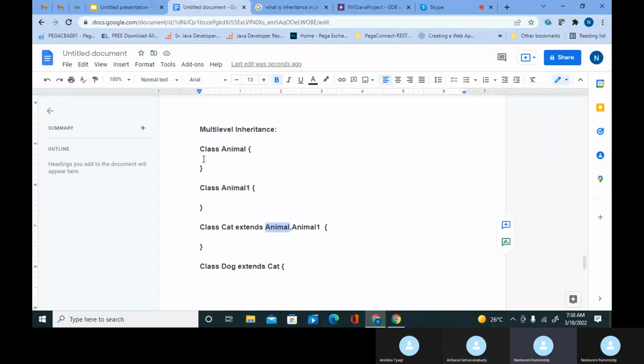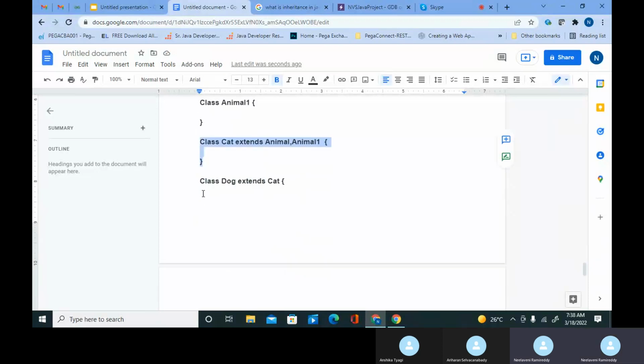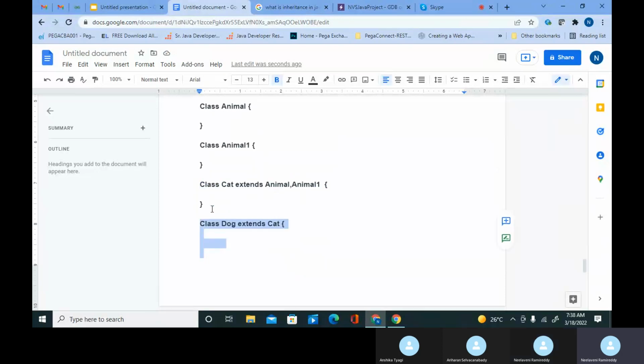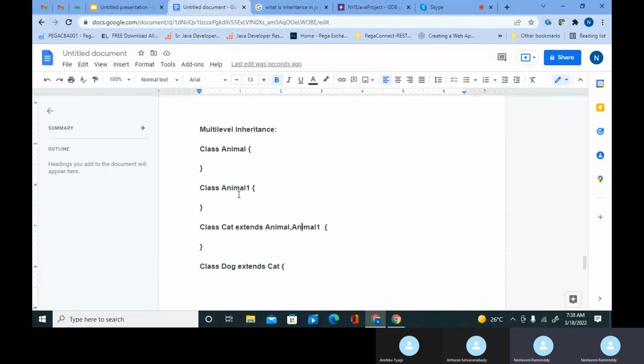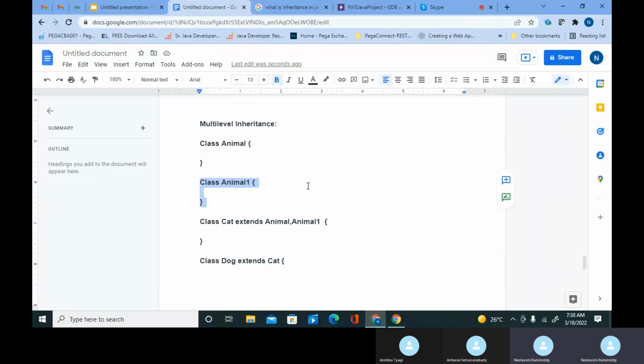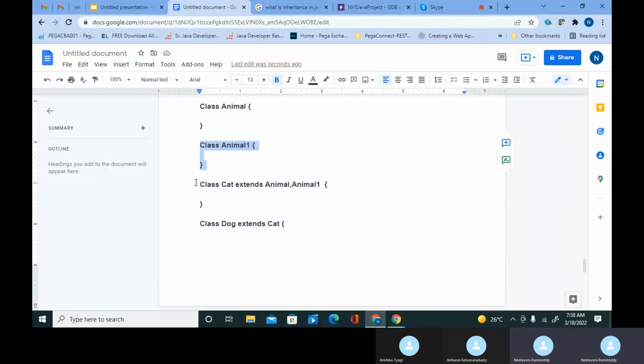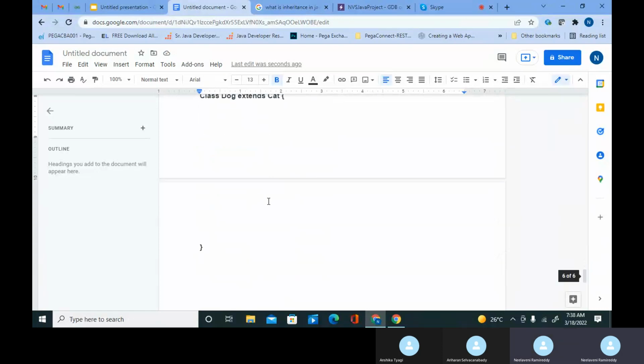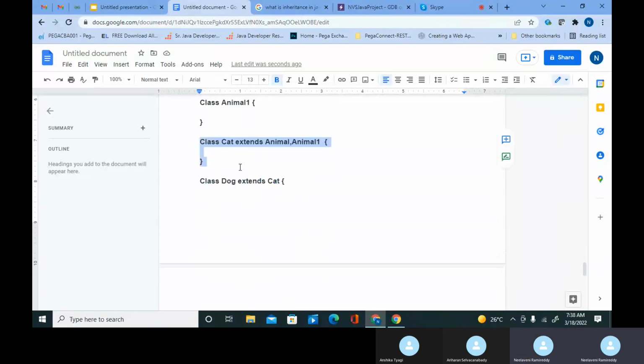Before we saw animal, cat extends animal, and dog extends cat. This is multi-level inheritance. But if I want to extend two classes, animal and animal one, in one shot, it is not possible in Java. But we can achieve this multiple inheritance using interfaces. Are you guys getting me?